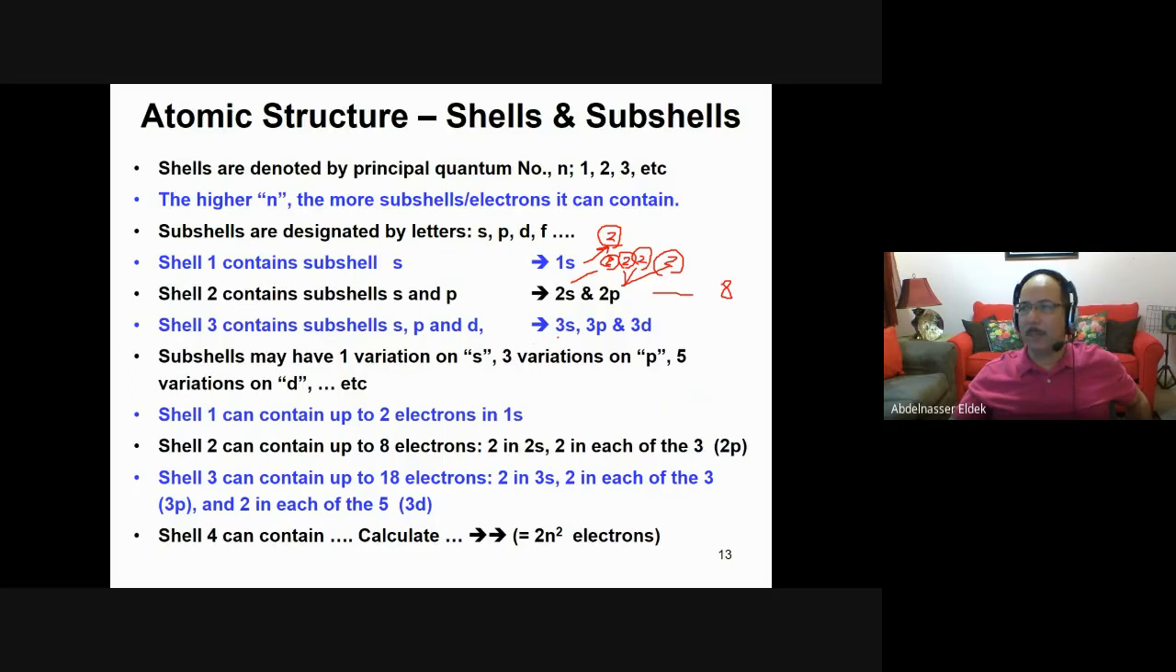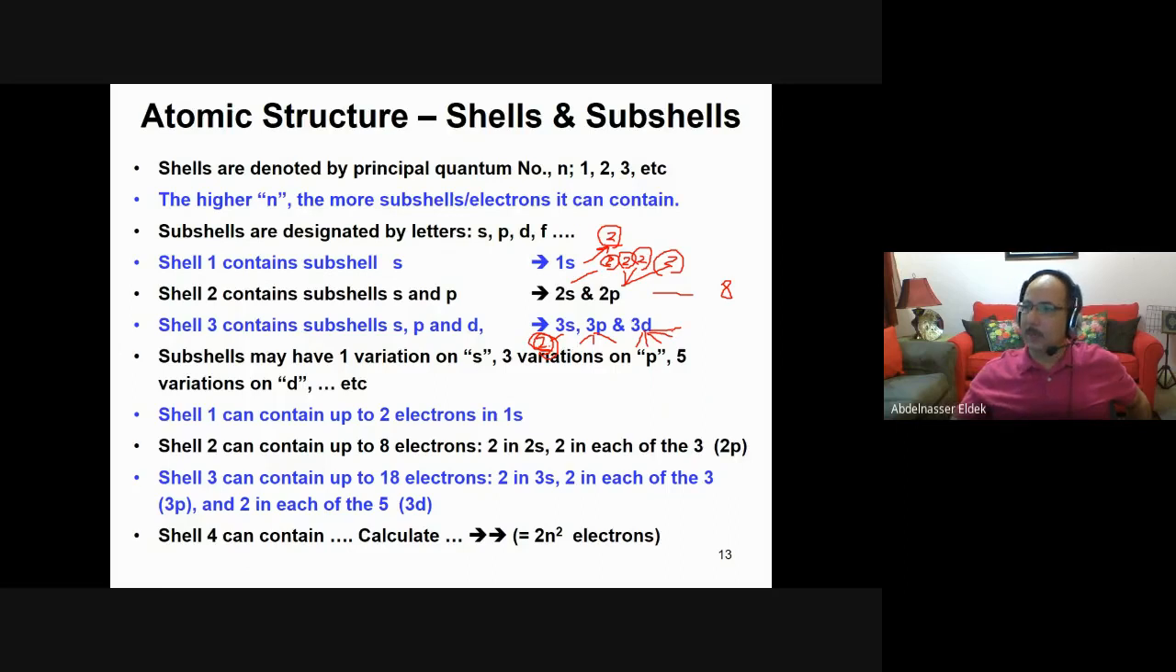Okay, what about the third one? This one has only one variation, so it can have 2 electrons. This one has 3, 1, 2, 3, and this one has 5, 1, 2, 3, 4, 5. Okay, so let's add them. 2 here, and 2, 2, 2 in this one. Then it is 8, and then 2 for each of the 5 variations, then it's 10. 10 plus 8 is 18, and so on.